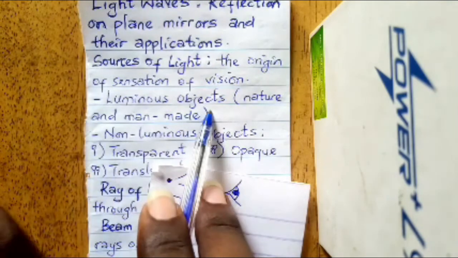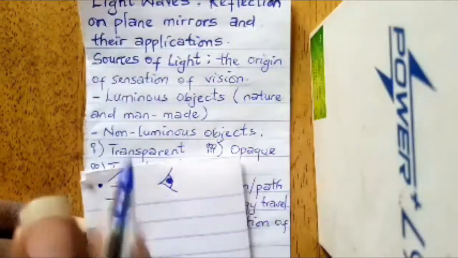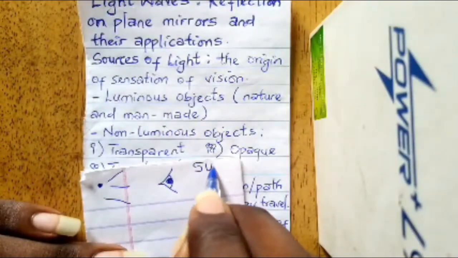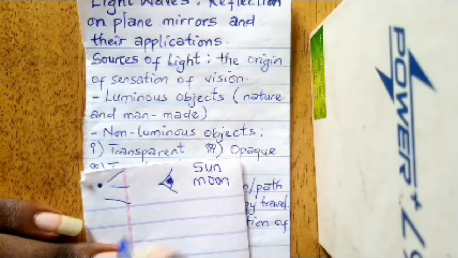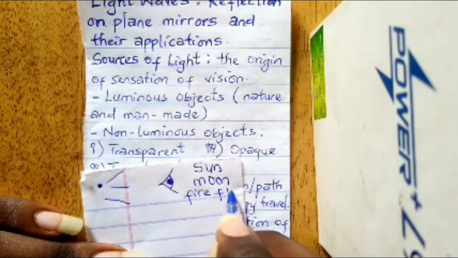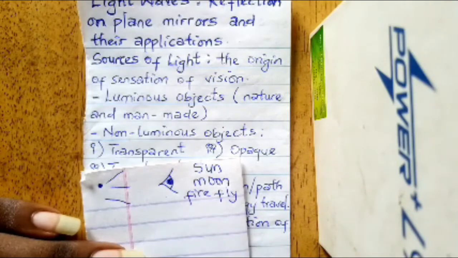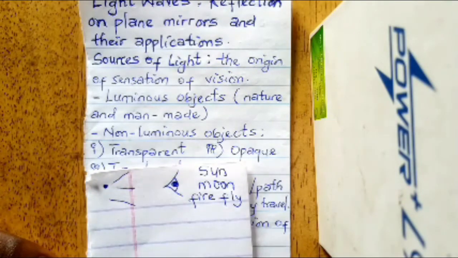So luminous objects are objects or materials which produce light rays. Natural sources of luminous rays, we have the sun, we have the moon, and we also have some animals or insects which can also produce light rays. We have fireflies, we have glowworms. So these are origins of light, origin of sensation of vision.